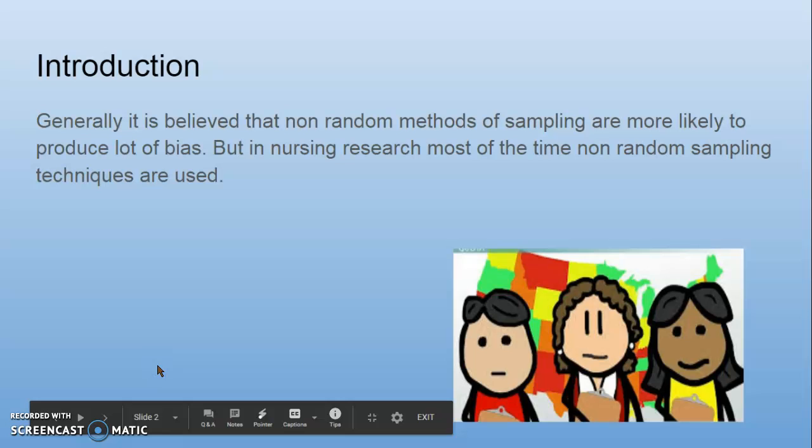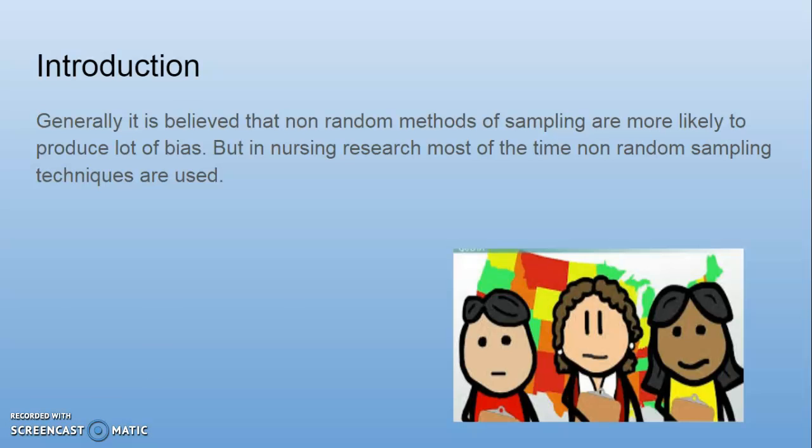So generally, it is believed that non-random methods of sampling are more likely to produce a lot of bias. So mostly random methods have been observed as a very good sampling method, and non-random methods are not a well appreciated one. But in medical research as well as in nursing research, most of the time non-random sampling methods have been effectively used and with a proper purpose.